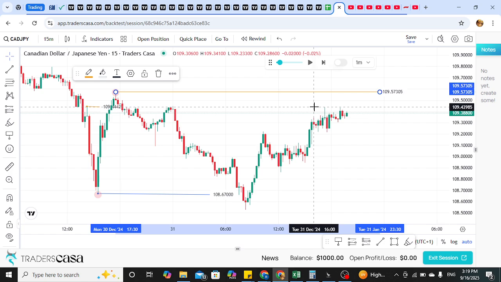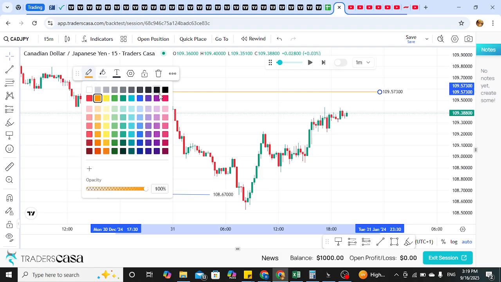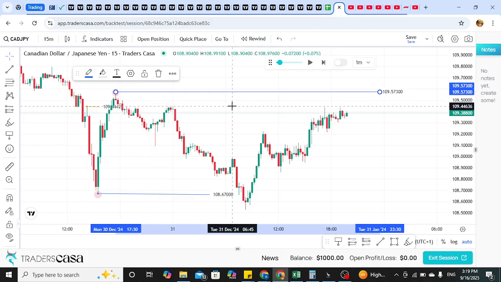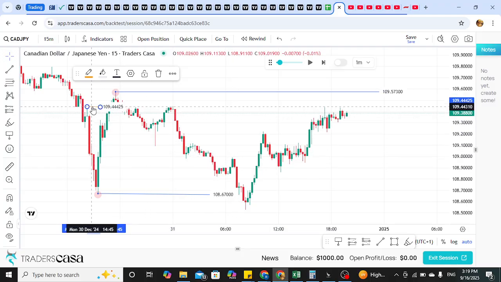And I'm very meticulous about this. This is how I trade, how I exactly trade. Okay, let's move this to blue. So this is the high of the range. We now need to identify the low of the range.